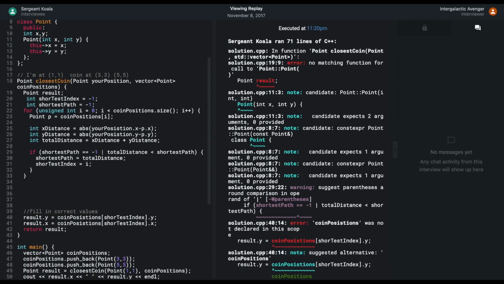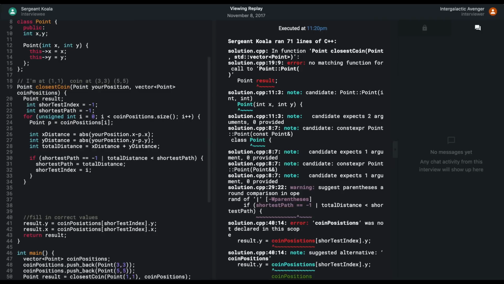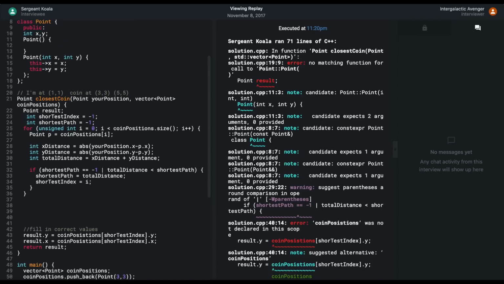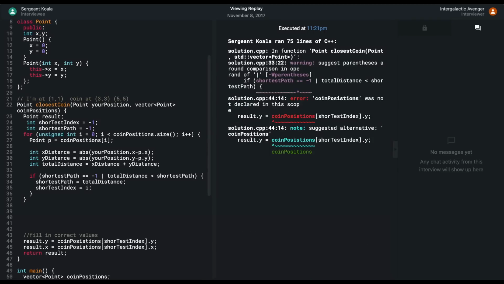No matching function. Oh, yeah, you have to give... Oh, geez. All right. Wow. Thank you, C++. All right, we'll just do this then. Complaining that there's no zero argument constructor. Yeah. x equals 0 and y equals 0. All right. Fine. That's fine. Okay, and then the last thing it's mad about is error coin positions. I probably misspelled it again. Coin positions. Yeah, I think it was just a copy paste. That extra S. Paste. Yeah.